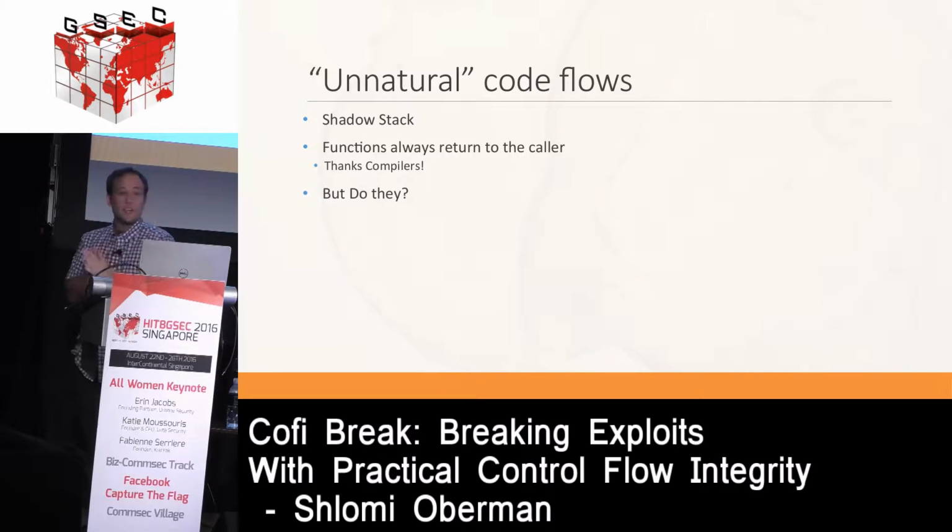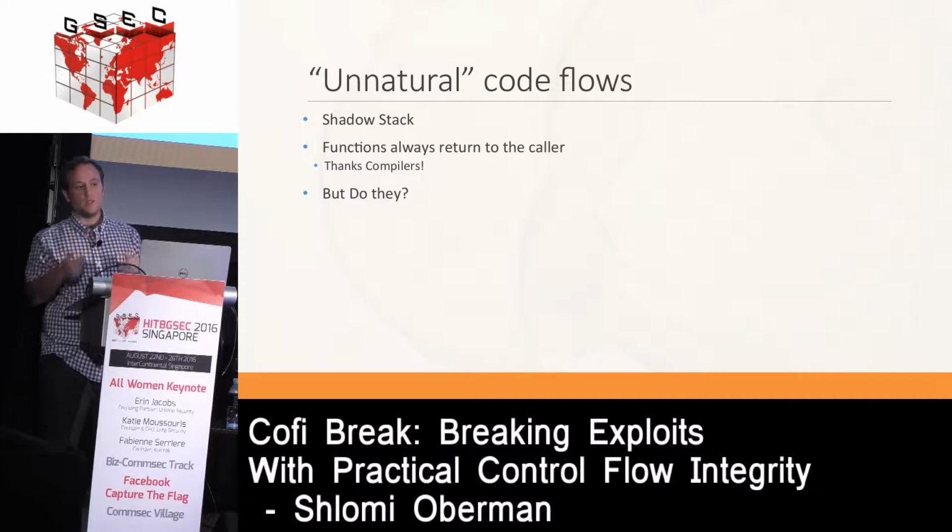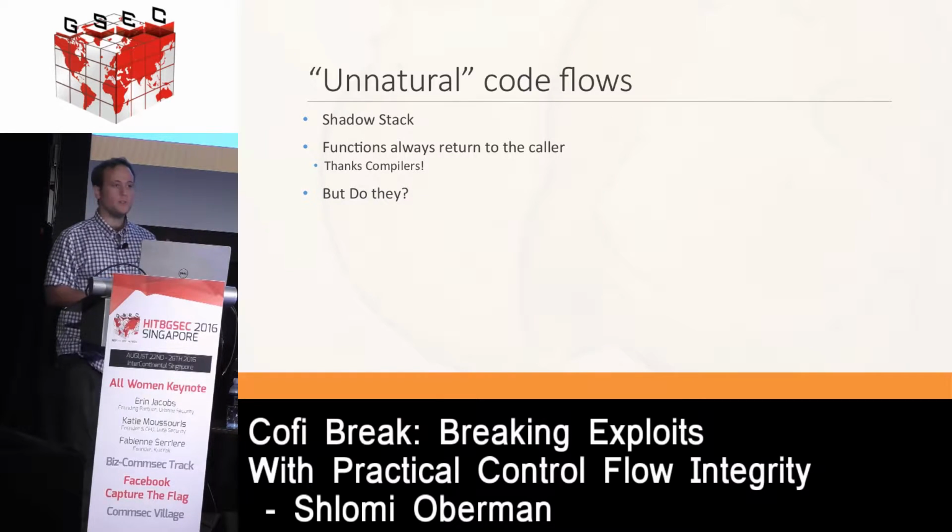Okay, unnatural code flows. This was also a pretty big issue. We want to implement a shadow stack. In order to implement a shadow stack, we have to assume, this is not fun, that functions always return to their caller. If we want to perform CFI analysis, we actually use the shadow stack as part of the tracing mechanism as well. So the shadow stack has to work.